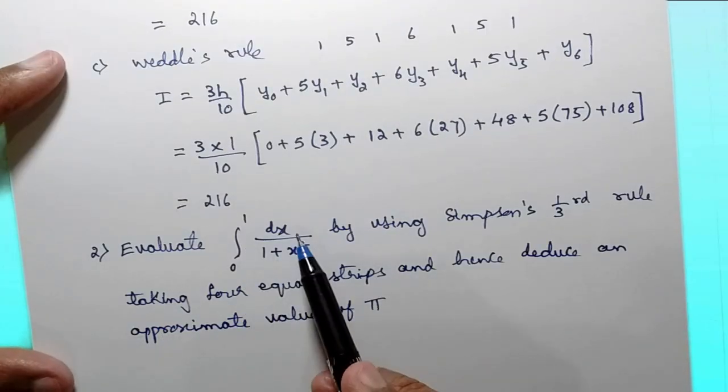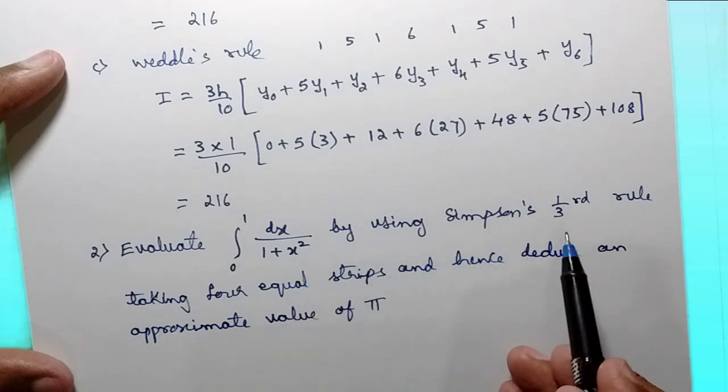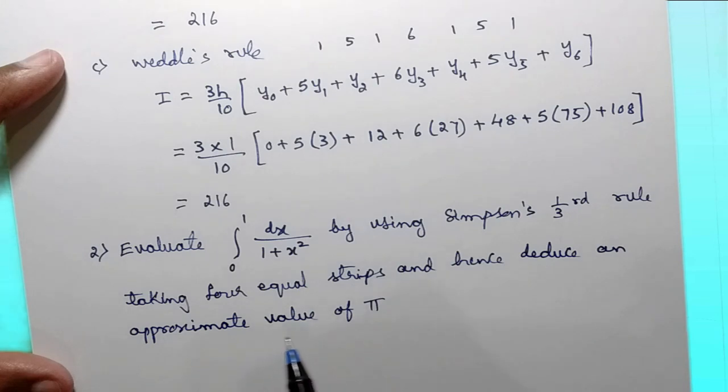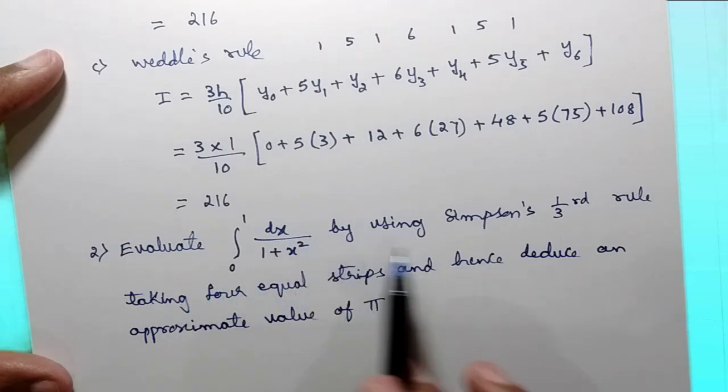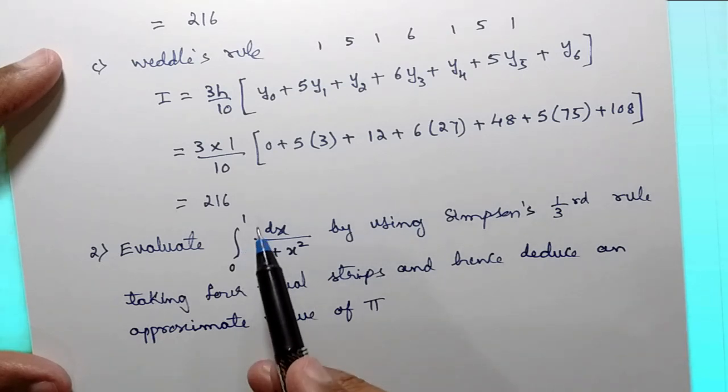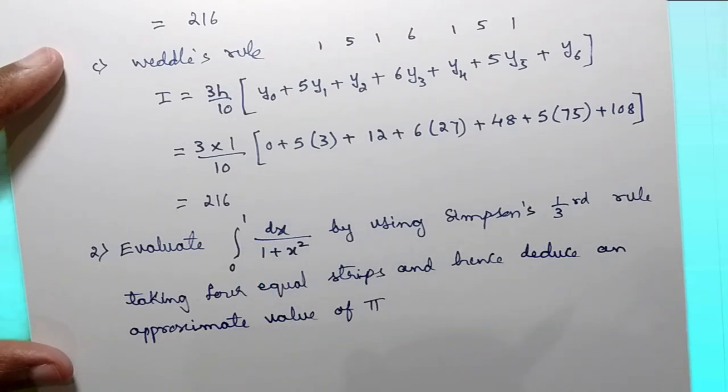Evaluate integral 0 to 1 dx by 1 plus x square by using Simpson's 1/3 rule, taking 4 equal strips, and hence deduce an approximate value of pi. So there are two questions over here. One is we have to evaluate this integral. The second part is we have to find the approximate value of pi, and you have to use Simpson's 1/3 rule. So first we need to find the values of x and y.